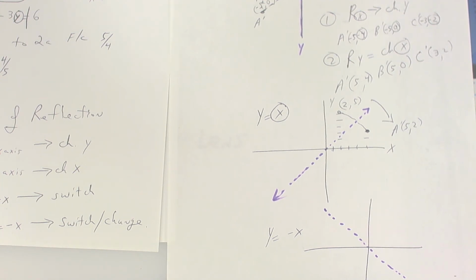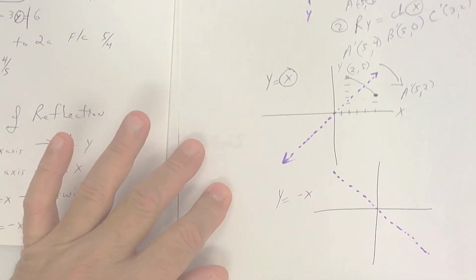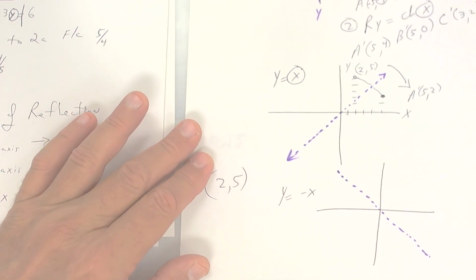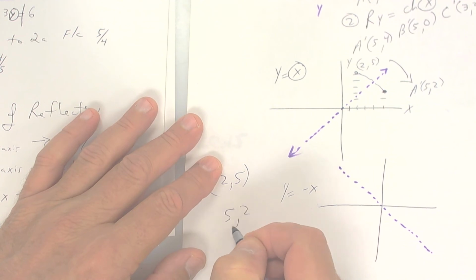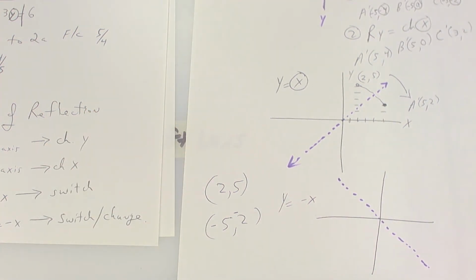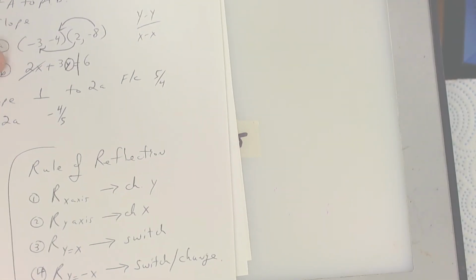Okay, you switch them. On this one, you switch and change. So if the point is (2, 5), like that one, then you would switch them and you would change them. If it's a positive, you put a negative. If it's a negative, you put a positive. All right, well, those are the rules. Now let's look at the worksheet for today.